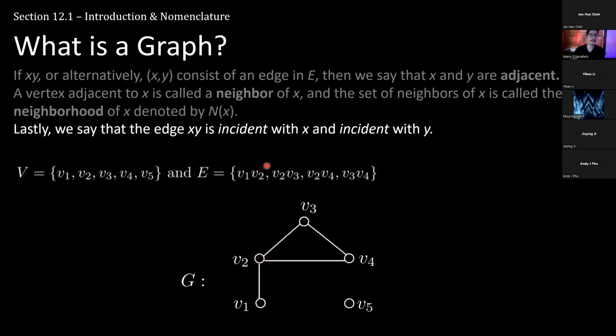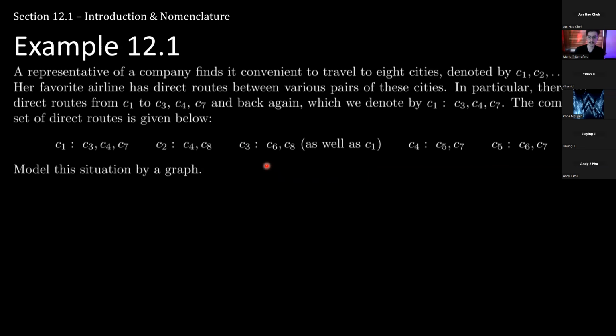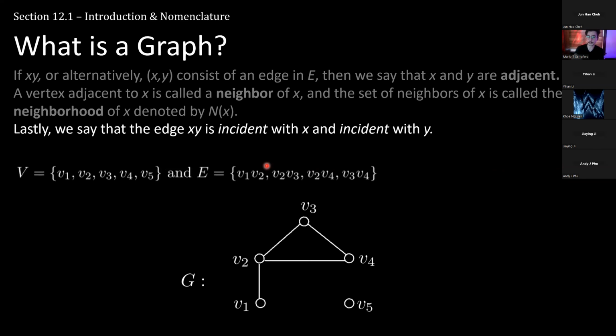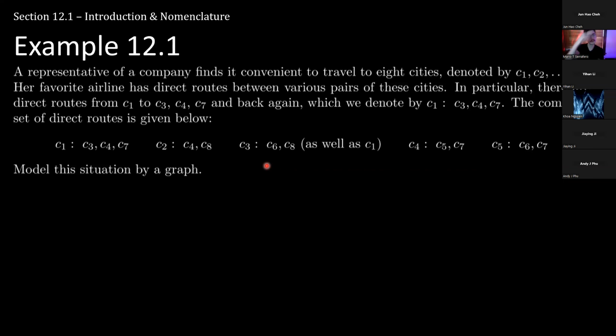Okay. Lastly, we say that the edge XY is incident with X and incident with Y, because they're neighbors. And this is the edge that connects those neighbors. So incident is a word about edges. That's the important part. Okay, so let's see some examples.